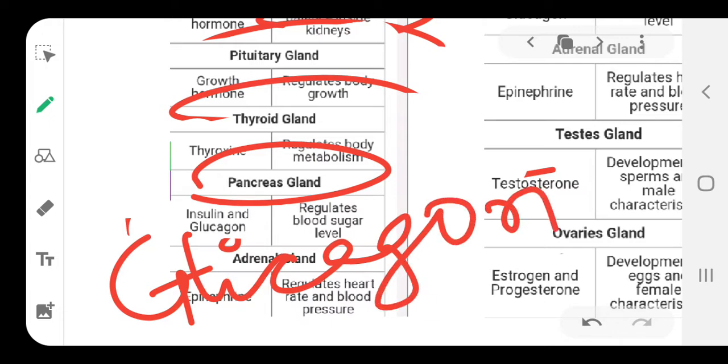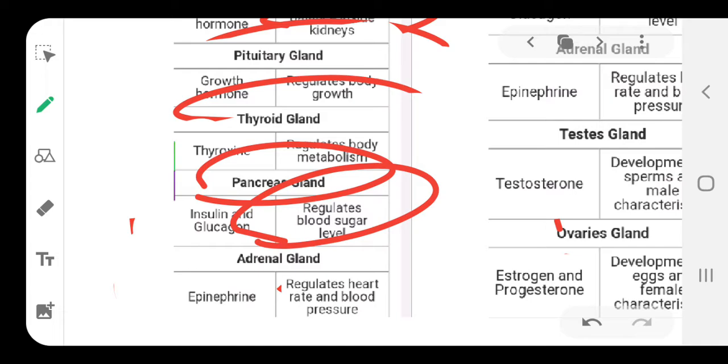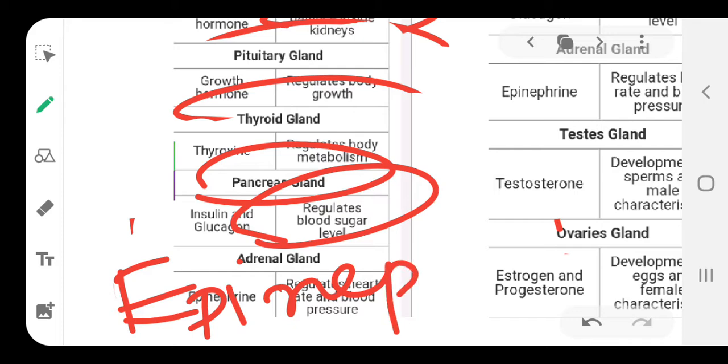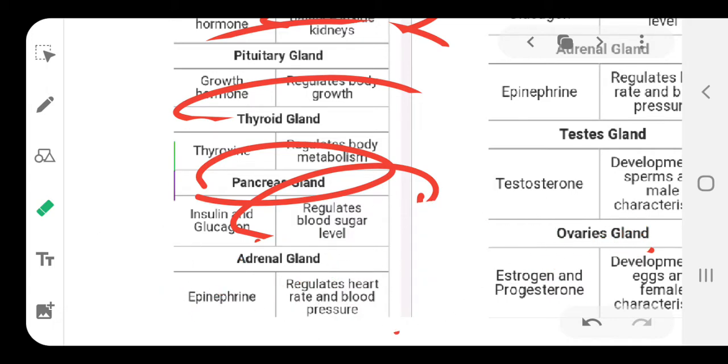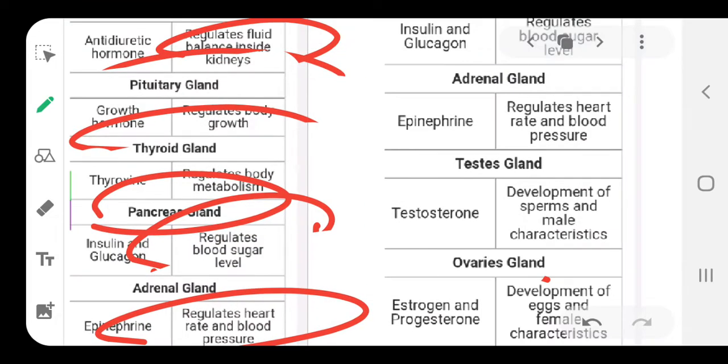So underline these two names, though we will have it again in the coming tutorials. These glucagon, they all regulate the blood sugar level. Then the adrenal gland, we have just told you, they produce the hormone called epinephrine. So write down the word epinephrine, E-P-I-N-E-P-H-R-I-N-E. So epinephrine regulates the most important part, the heart rate and blood pressure.